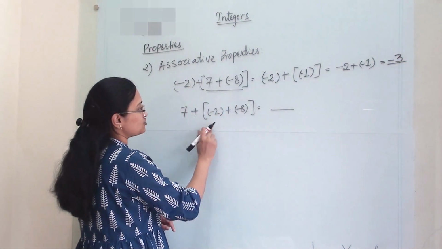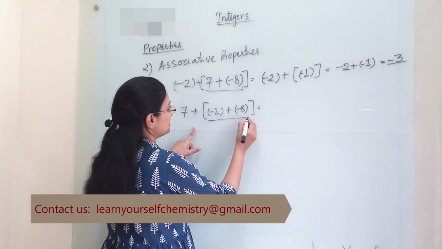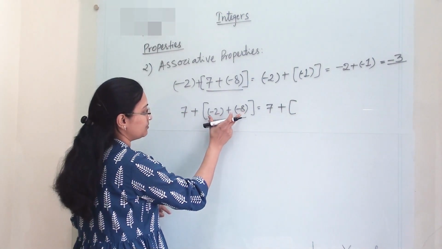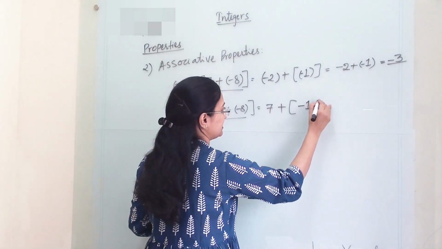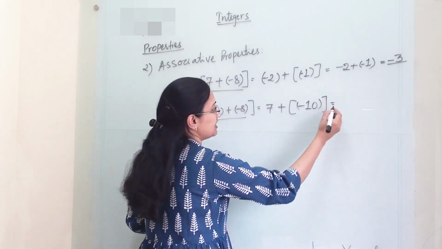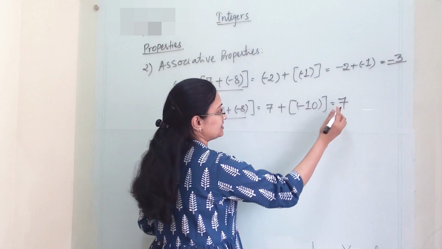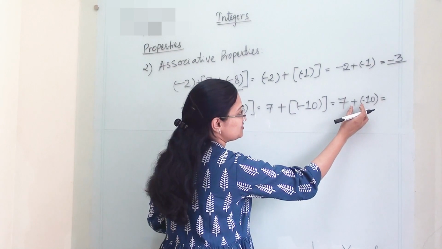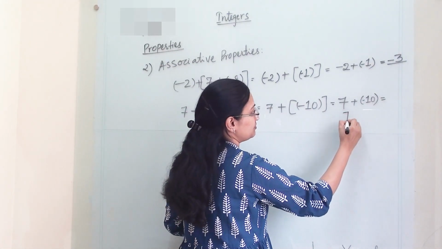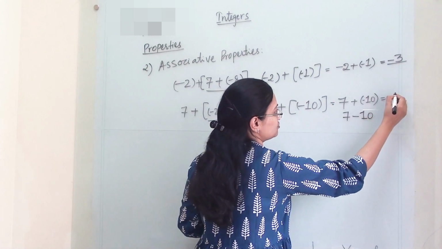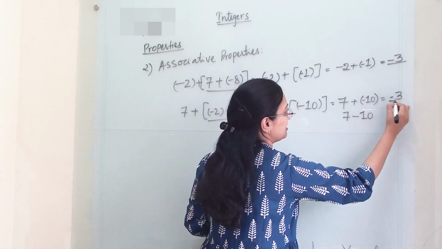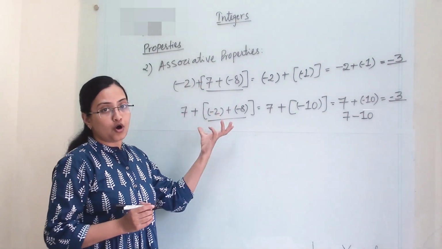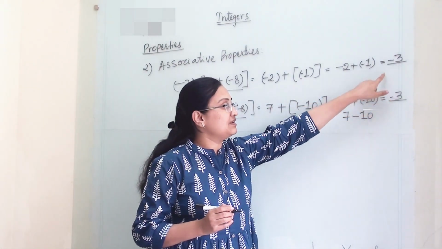Here, when we are solving this, first we are solving this. So 7 plus, into the bracket, minus minus will become plus, so it will become minus 10. It will carry the bigger number's sign. Now when we are opening this bracket, 7 plus minus 10, so minus plus will become minus, so it will be 7 minus 10. So the answer is 3, and that too it will carry the bigger number's sign, so it is minus 3. So even if we are changing the group of numbers, our answer has remained the same.